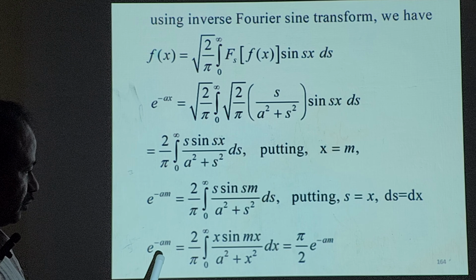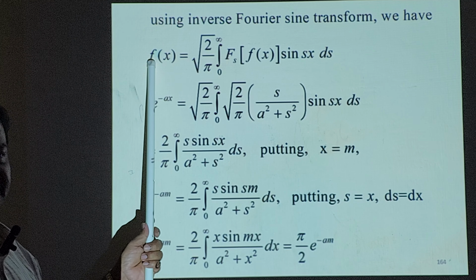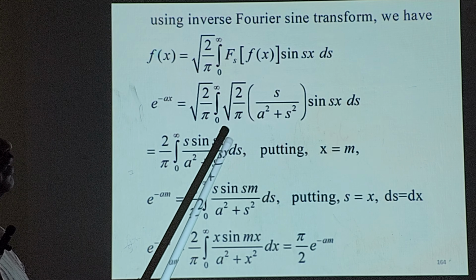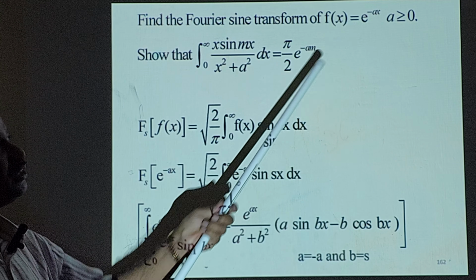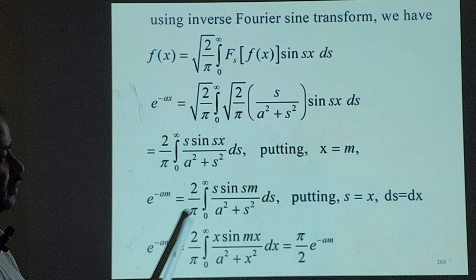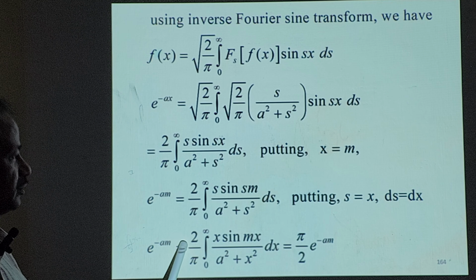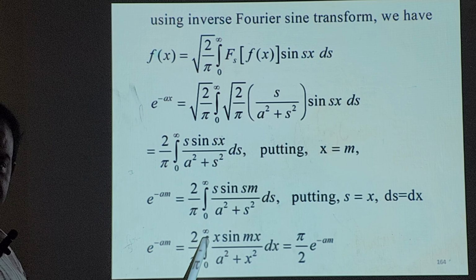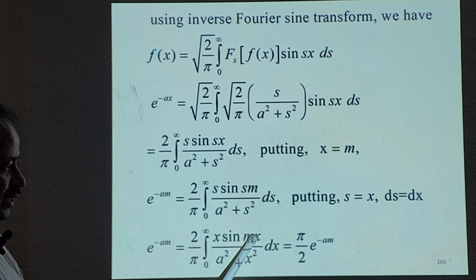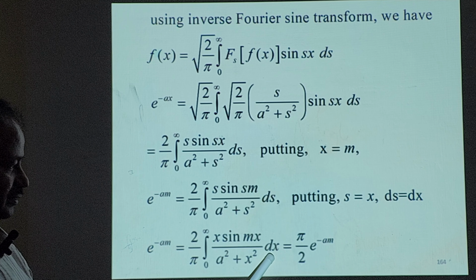Correct? Now e power minus am, left hand side is f of x. So f of x, we have already found, is nothing but, in the problem it is given as e power minus ax. Instead of x you have to substitute m. So e power minus am is equal to 2 divided by pi times the integral from 0 to infinity of x sine mx divided by a square plus x square dx.